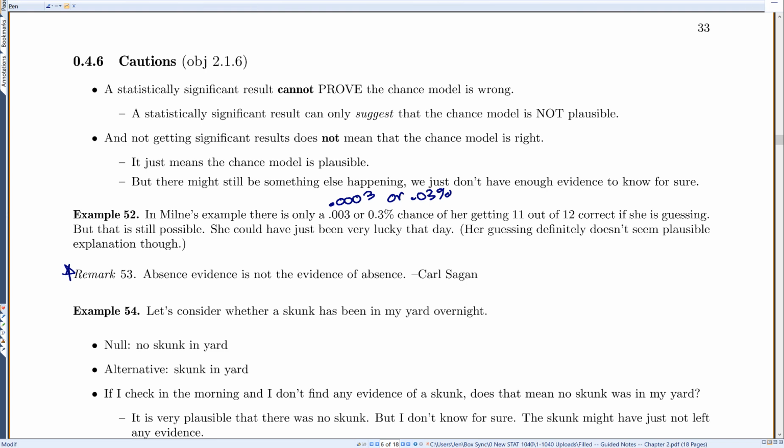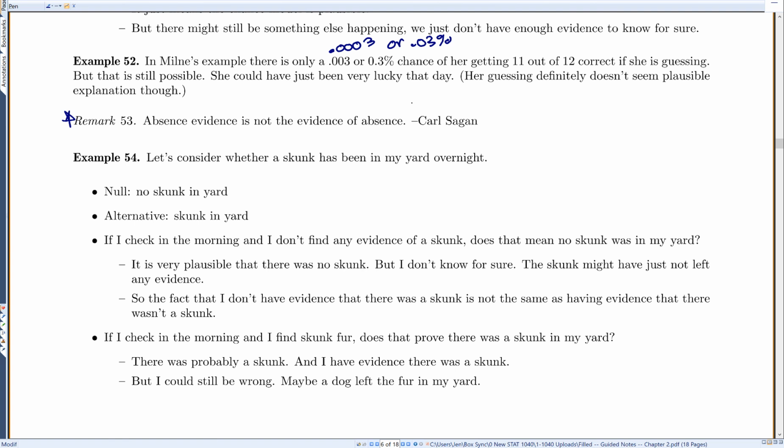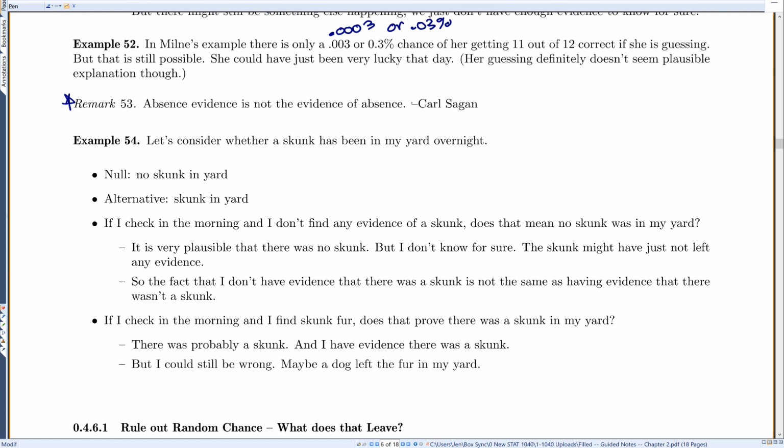Or let's consider this example of whether or not a skunk has been in my yard overnight. The null would be that there's no skunk in the yard, because there's not usually skunks in my yard. The alternative is that there was a skunk in the yard. So if I check in the morning and I don't find any evidence of a skunk, does that mean that there was no skunk in my yard? Well, it's very plausible that there was no skunk, but I don't know for sure. The skunk might have just not left any evidence. So the fact that I don't have evidence that there was a skunk is not the same as having evidence that there wasn't a skunk. To truly know if there wasn't a skunk, I would have had to have video cameras over my entire yard all night.